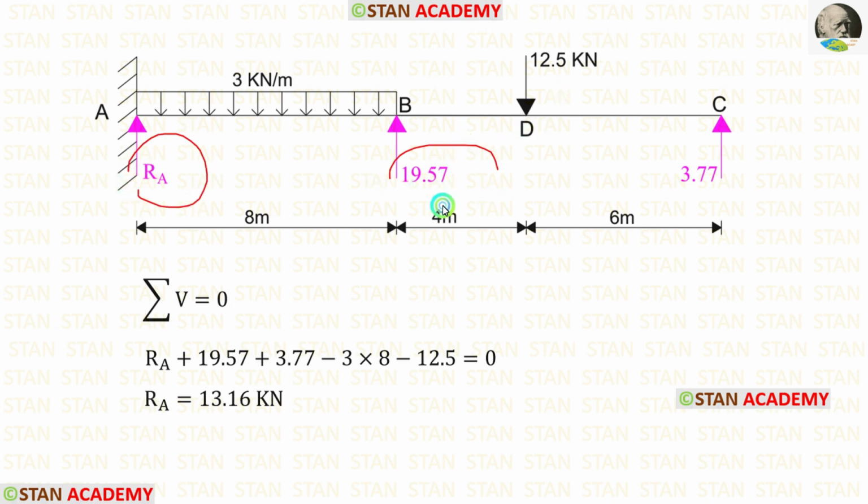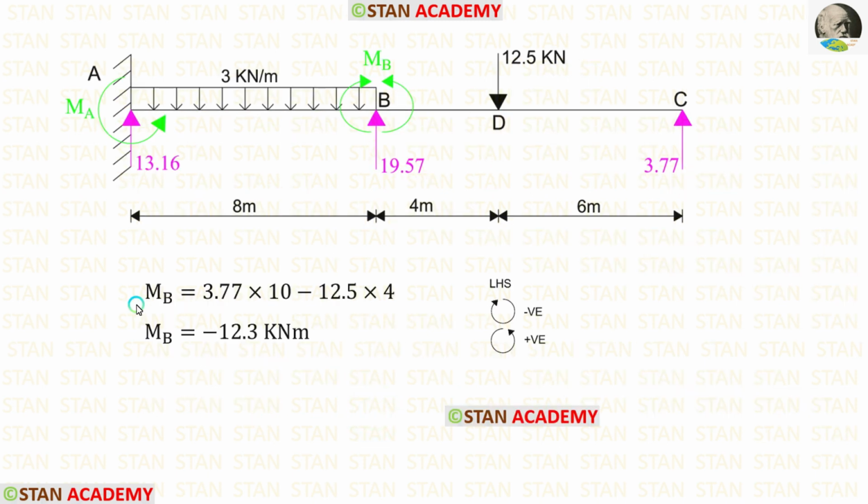RA, RB and RC are acting upwards, so all three of them will be positive. The UDL and the point load is acting downwards, so both of them will be negative. After the calculations, we are getting RA, 13.16 kN.